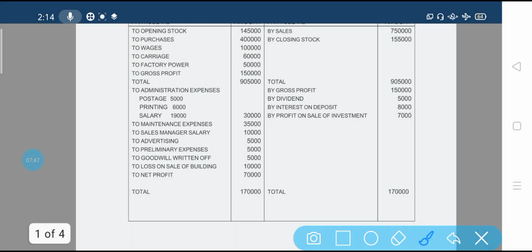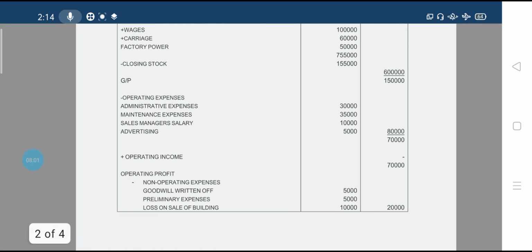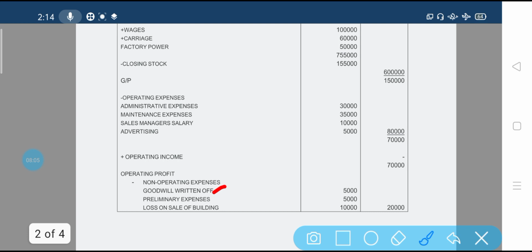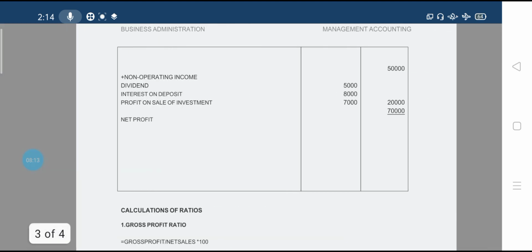Non-operating expenses are preliminary expenses, goodwill written off and loss on sale of building. These three are non-operating expenses. So goodwill written off, preliminary expenses, loss on sale of building, 5,000, 5,000, 10,000, total 20,000 is taken.